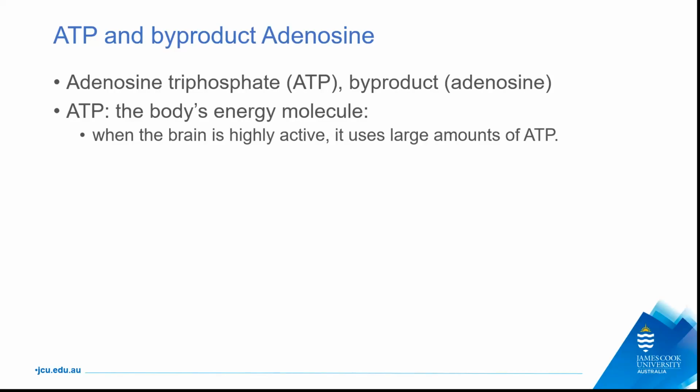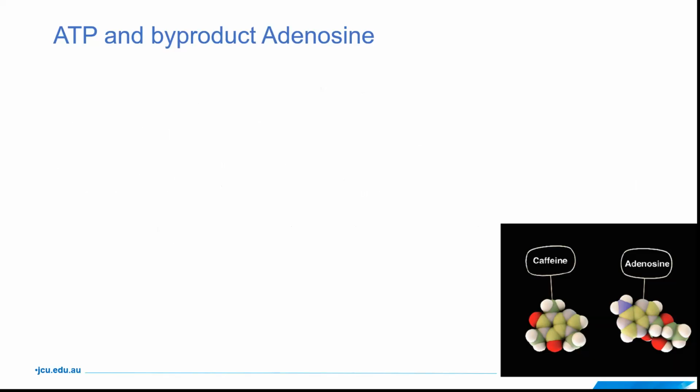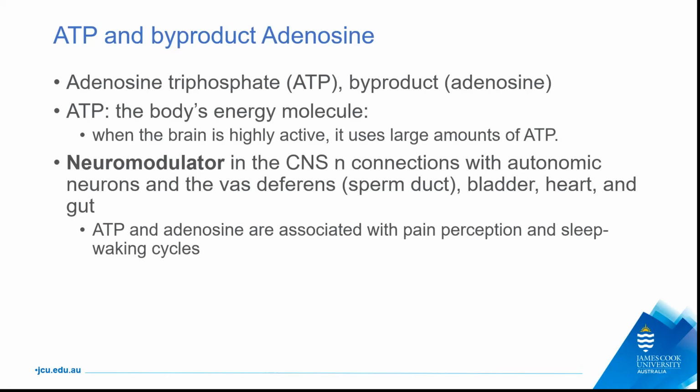So it is a metabolite, okay? But it's still regarded, as far as our brain goes, in the CNS, right? And the connections with autonomic neurons and the vas deferens, our sperm duct, our bladder, our heart, and gut. So ATP and adenosine are associated with pain perception and sleep-waking cycles. Just think of the word sleep, and everything will pretty much make a lot of sense.